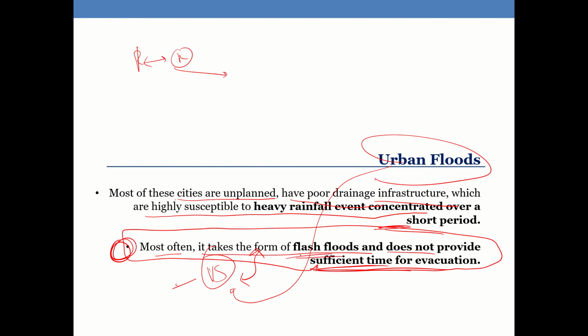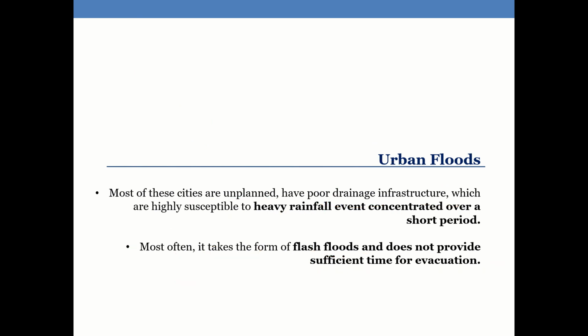In flash floods we don't have time at all. Like I said, it can happen in 3 to 4 hours of time itself. Okay, and what is the major reason for that? It is unplanned and poor drainage systems in the urban areas.